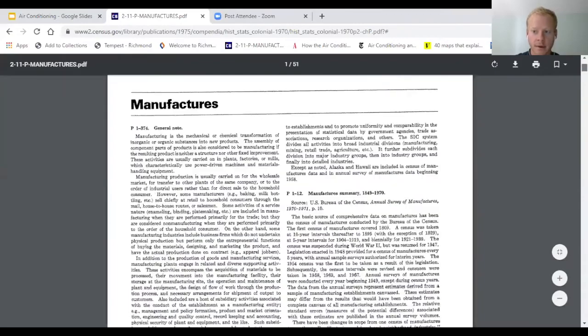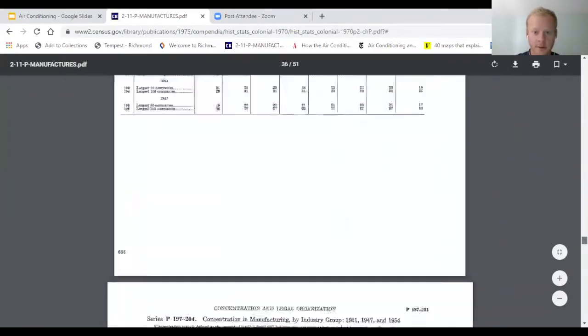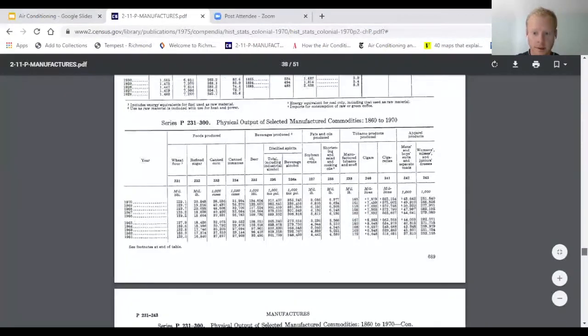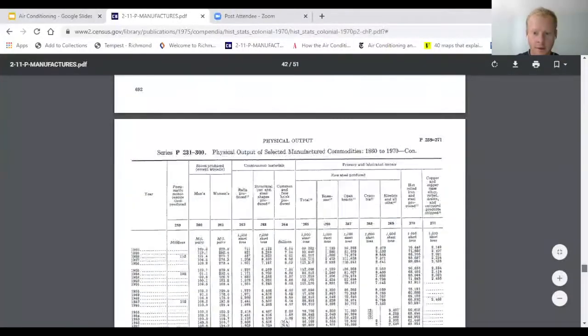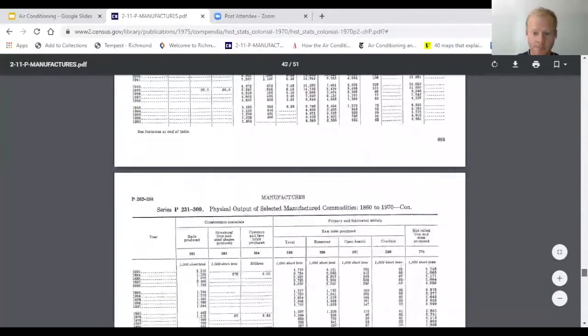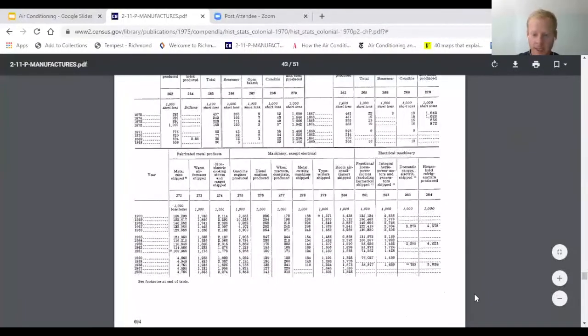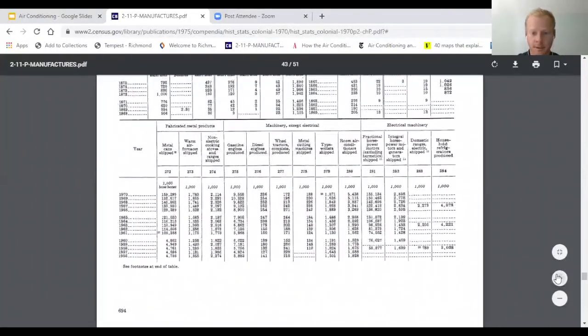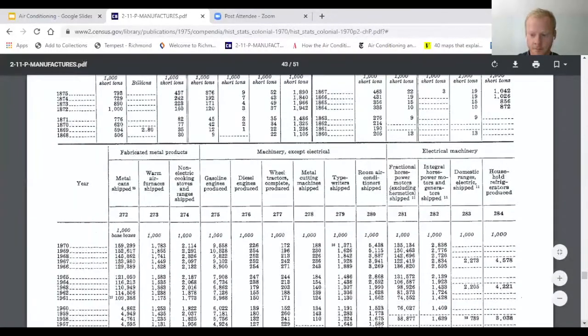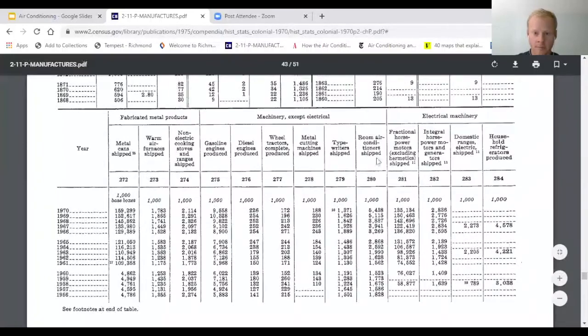So once you get there, you just start looking at the page numbers. We're gonna go down, down, down, down, down, 694, almost there, almost there. Okay, here we are. So on page 694 is this information about air conditioners. I'm gonna zoom in so we can talk about it together. So right here, room air conditioner shipped. And if you look, this is a table.